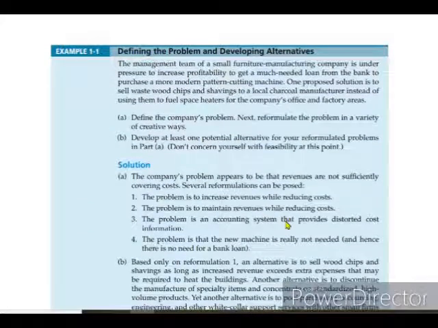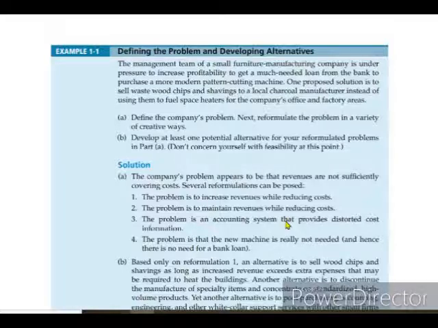Example 1-1, defining the problem and developing alternatives. So the management team of a small furniture manufacturing company is under pressure to increase profitability, to get a much needed loan from the bank to purchase a more modern pattern cutting machine. So the management team is going to propose purchasing a machine that will serve the small furniture manufacturing company. So one proposed solution is to sell waste wood chips and shavings to a local charcoal manufacturer instead of using them to fuel space heaters for the company's office and areas. Okay, so those are the two alternatives.